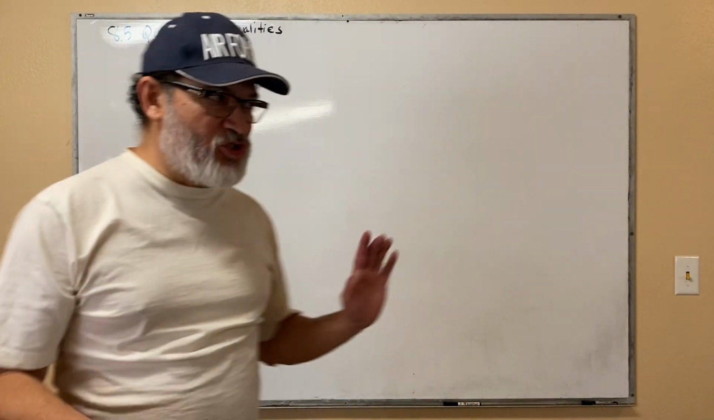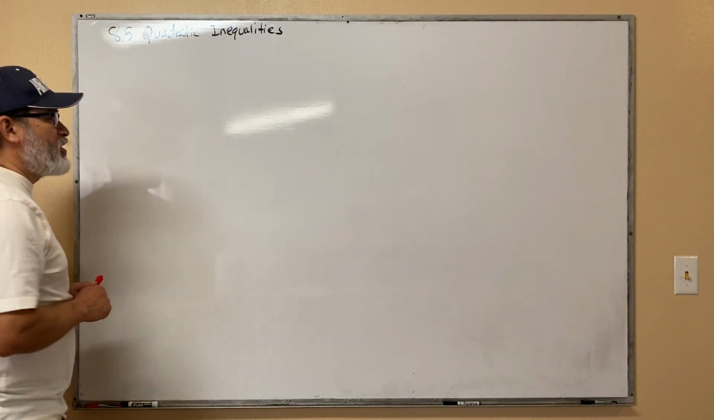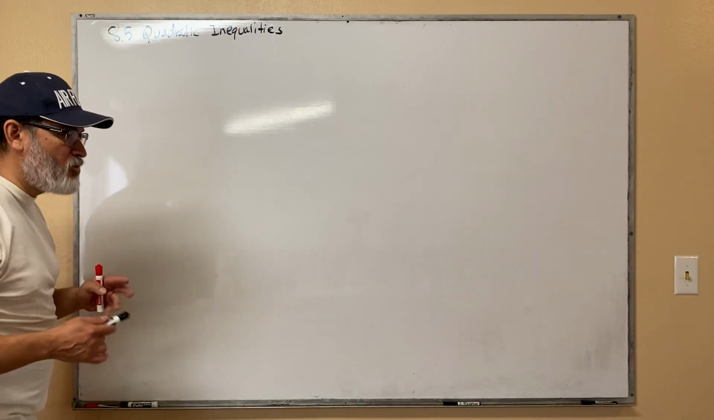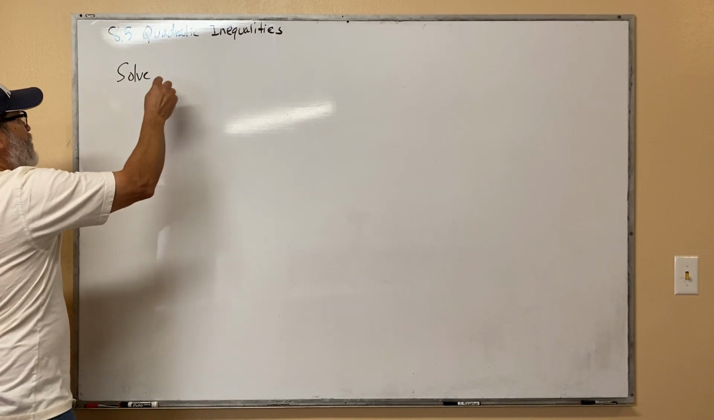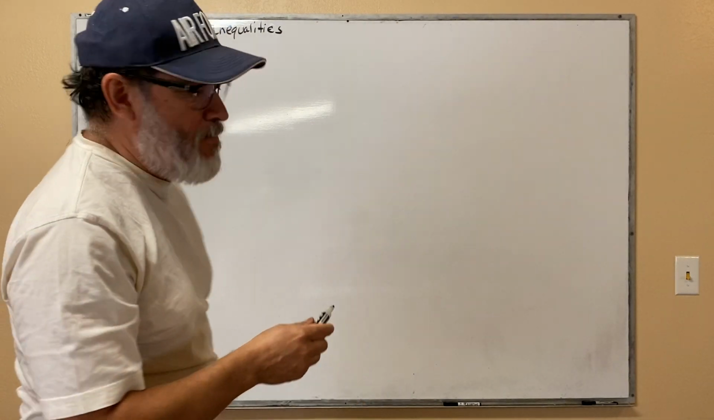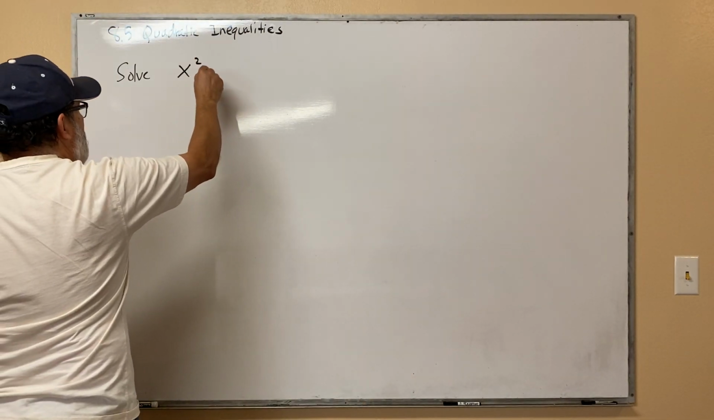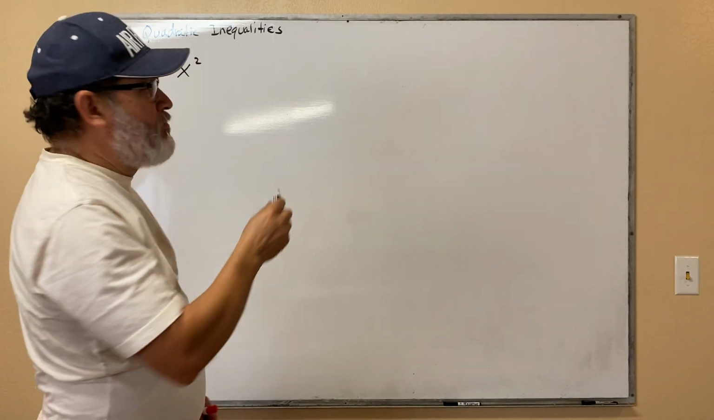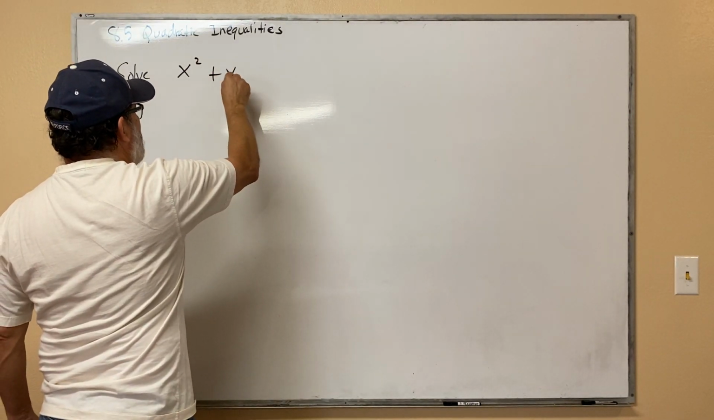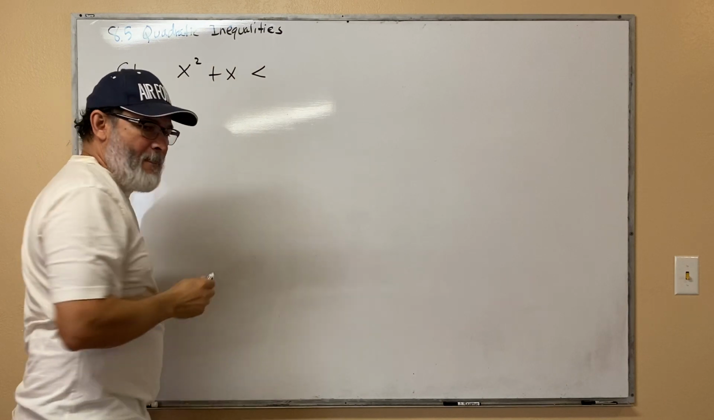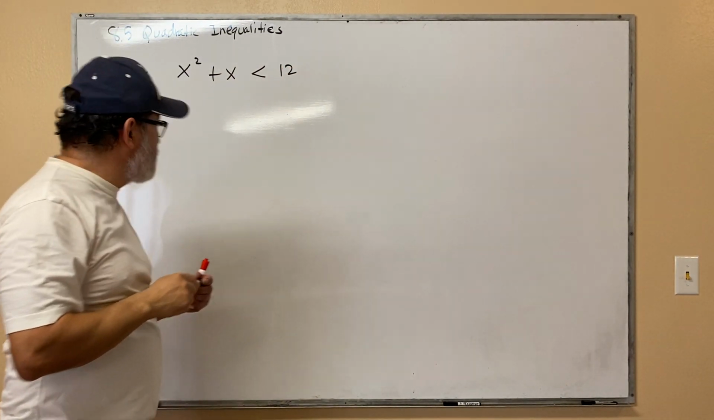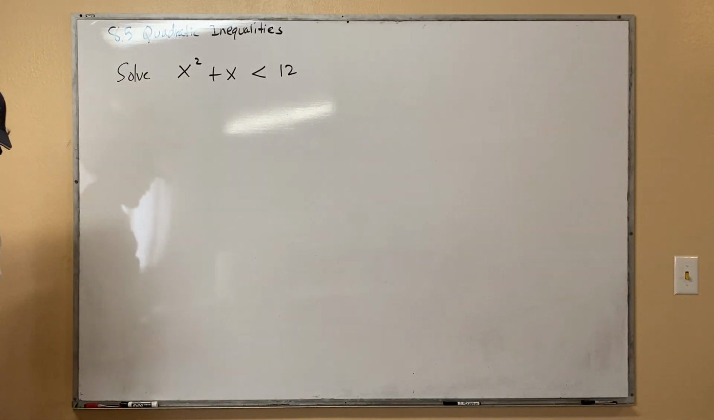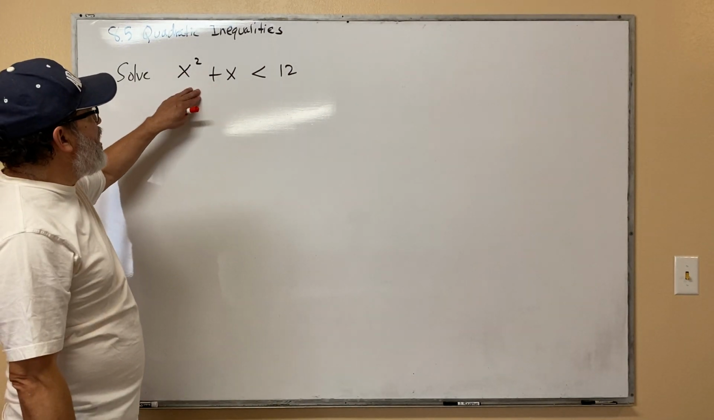Let's do quadratic inequalities first. Suppose we're told to solve this. Solve x squared plus x less than 12. Solve. Okay. This is a quadratic inequality.